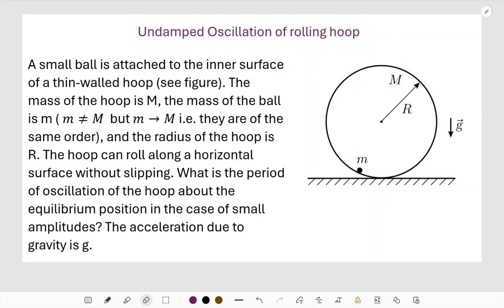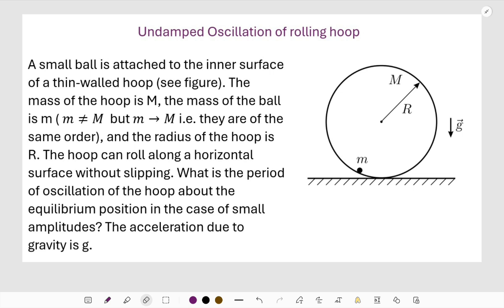Welcome. We are going to solve an example called undamped oscillation of a rolling hoop. The hoop is something you can say like a hollow cylinder. I'm going to consider it a thin-walled hollow cylinder.